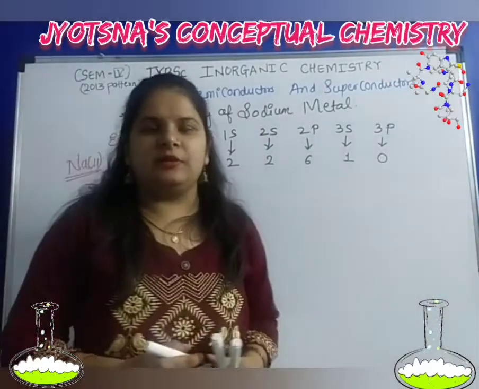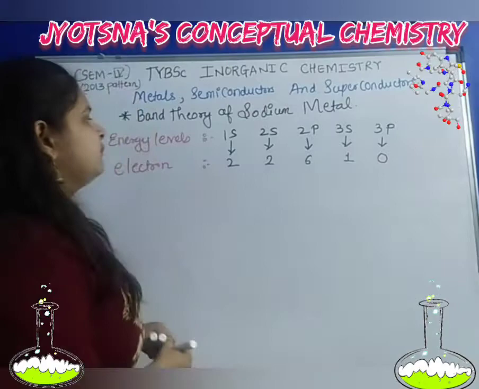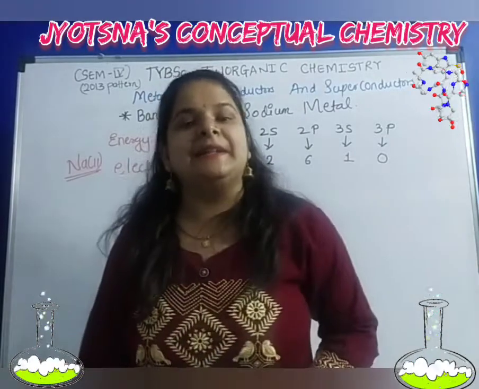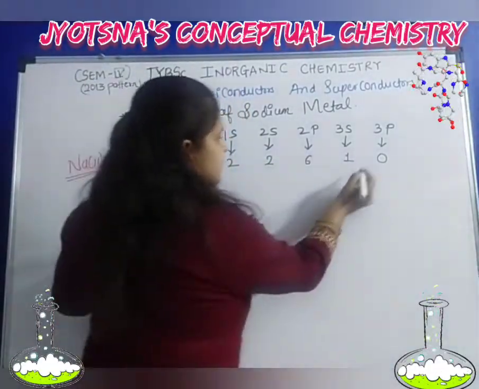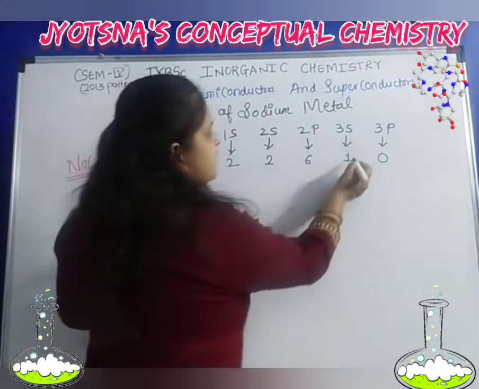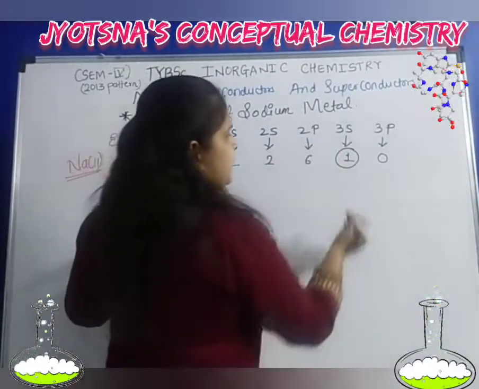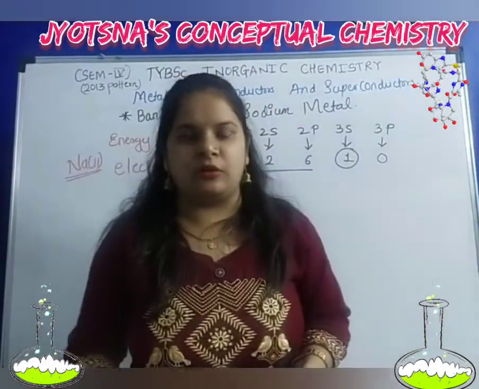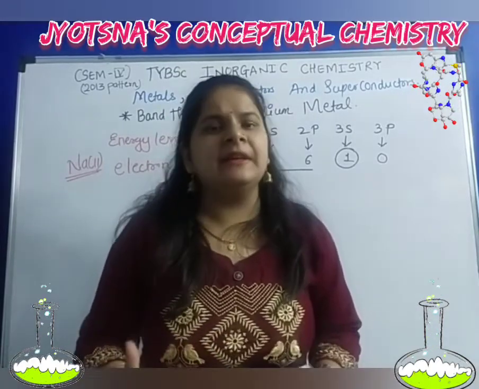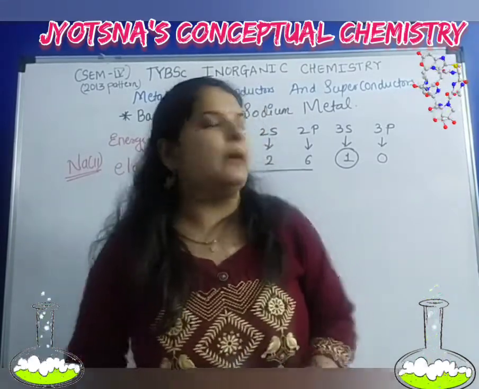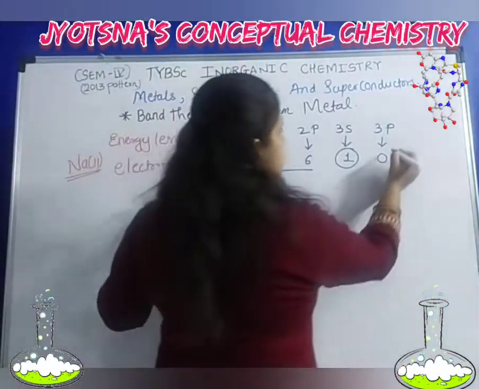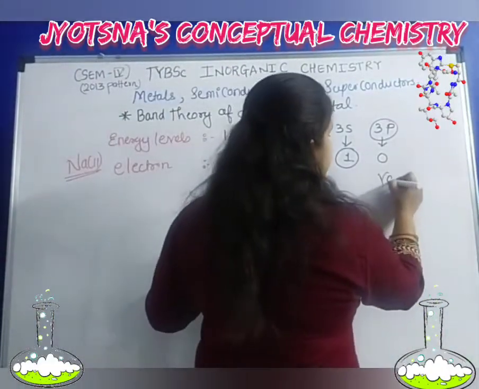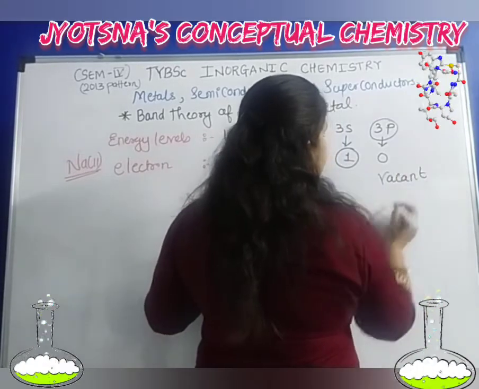Okay, yes, you know this. It means 1s2, 2s2, 2p6, 3s1 and 3p0. So if this sodium metal donates this 1 electron, it will have a very stable electronic configuration, and the ion will be very stable. But the 3p does not contain any electron, it has vacant orbitals.